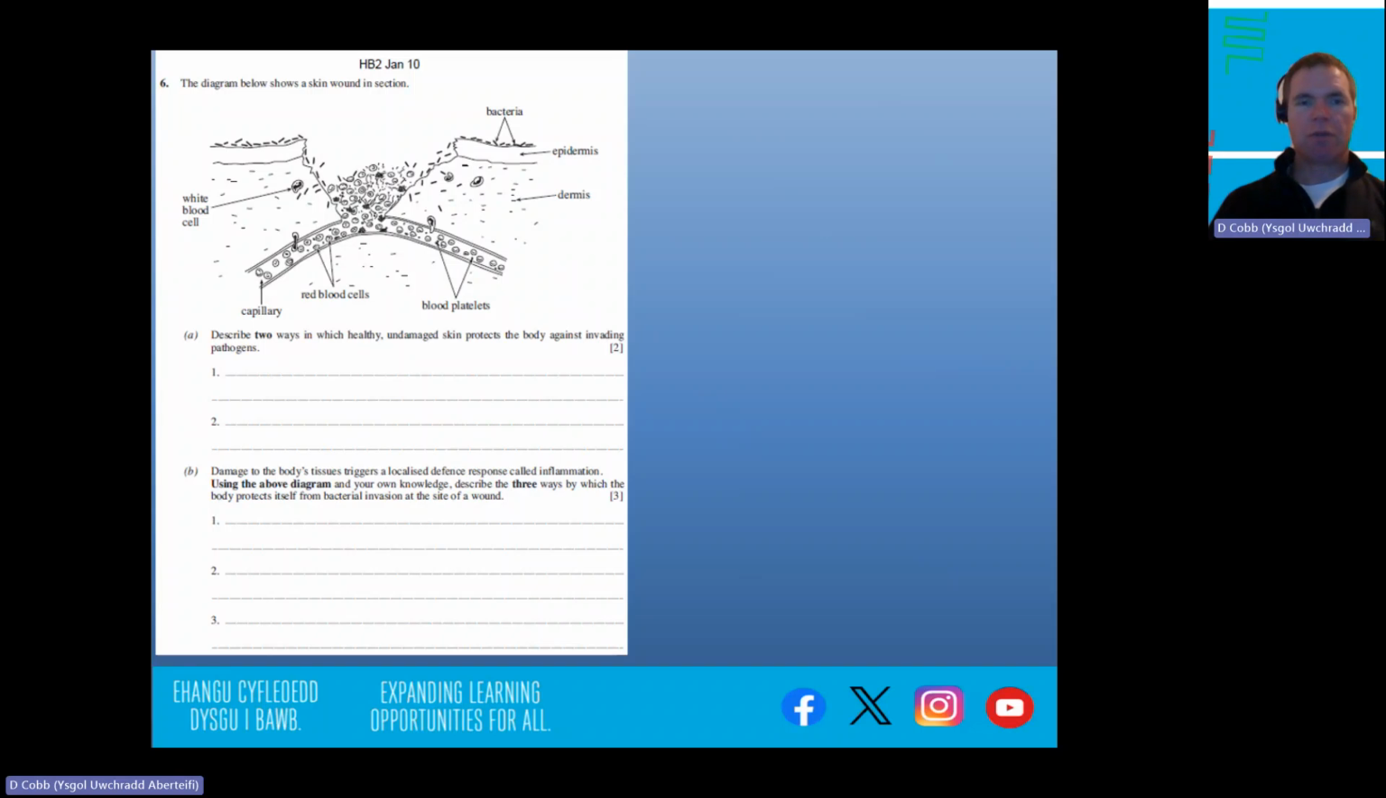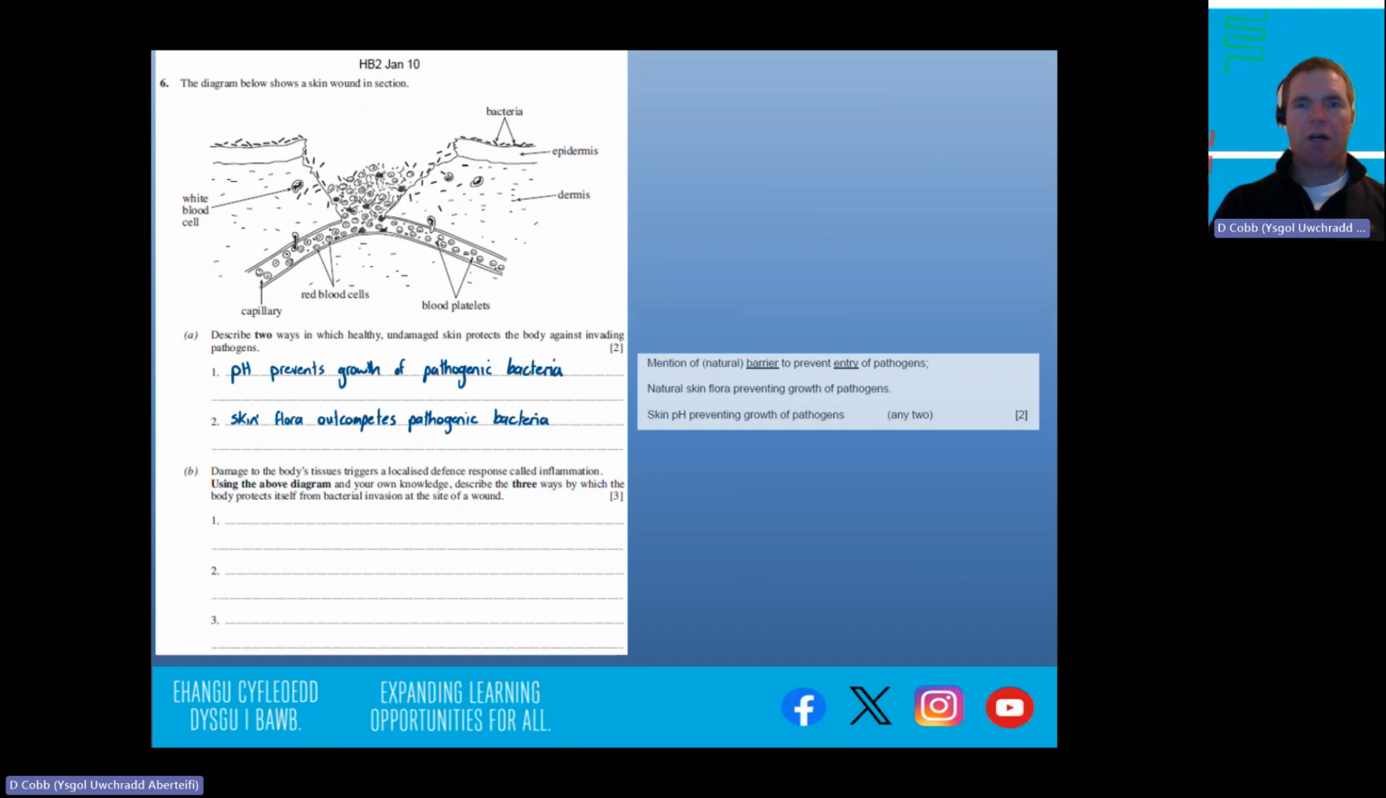Well, 2 that I've chosen to add on here are that the pH prevents the growth of pathogenic bacteria. I mentioned that already, and the skin flora outcompetes pathogenic bacteria. So those are the answers I've put down. Let's check against the mark scheme.